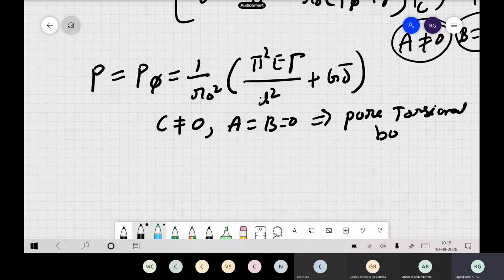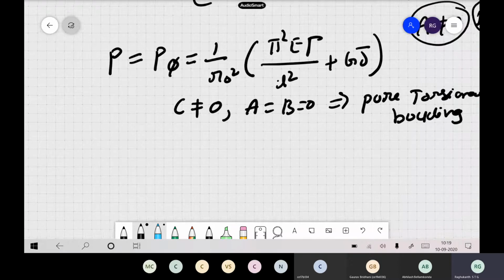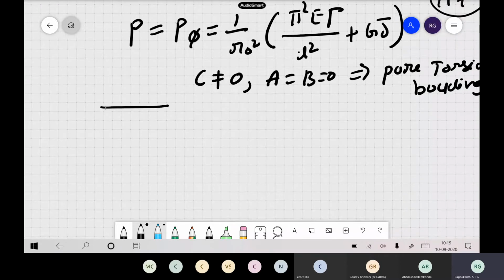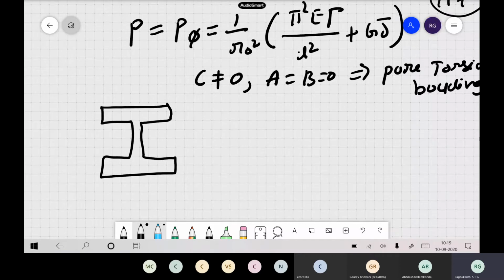Okay, so for a doubly symmetric section, there is no coupling between flexure and torsion; that cannot happen. So everything will be individual: two flexures and then one torsion. Now if you want to calculate for any I section, in our steel code, I sections have been given: ISMB, ISLB, ISJB, all those beams are there.